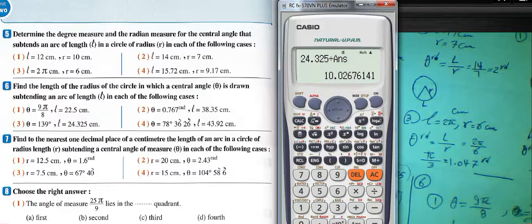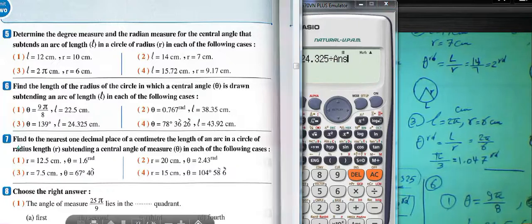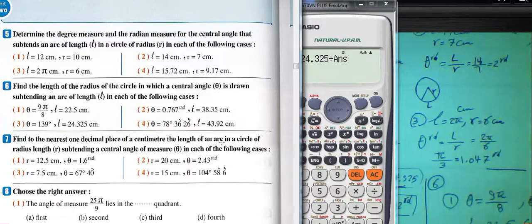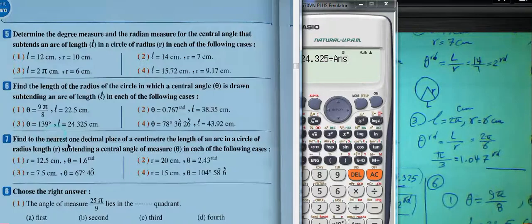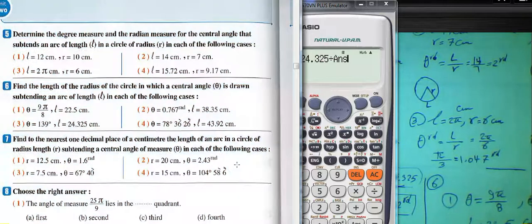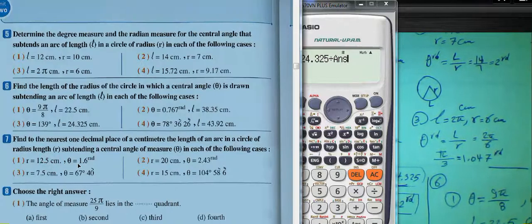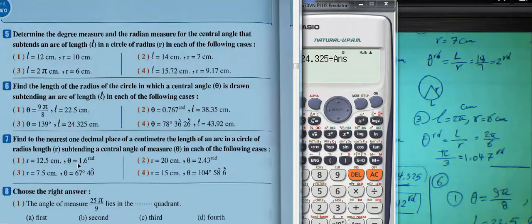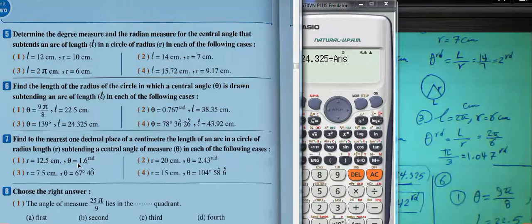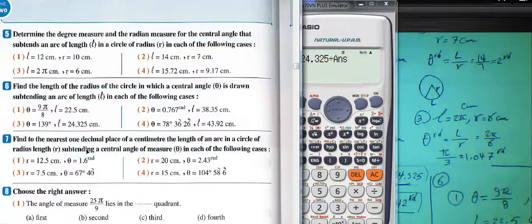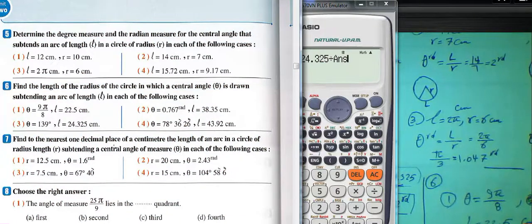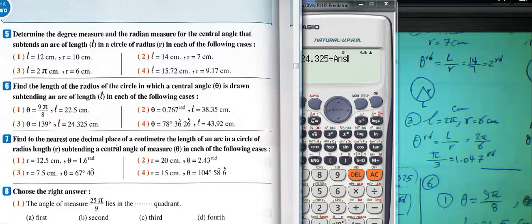Question number 7. Find, to the nearest one decimal place of a centimeter, the length of an arc in a circle of radius length r subtending a central angle of measure theta in each of the following cases. Number 1: r equals 12.5 centimeters, theta equals 1.6 radian. You can solve it, it's easy for you. Approximate the result to one decimal place by using a calculator.